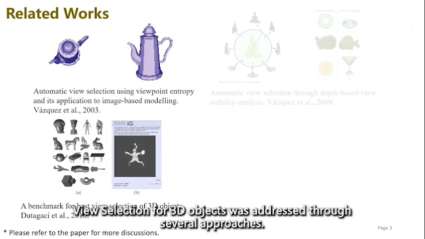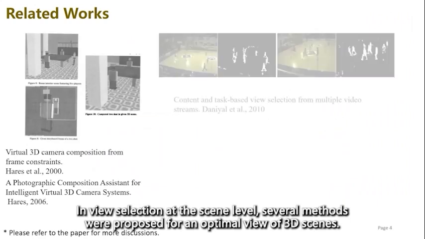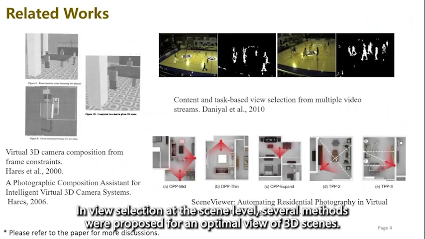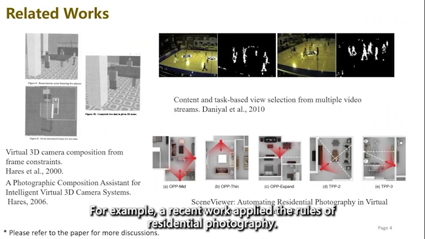View selection for 3D objects was addressed through several approaches. In view selection at the scene level, several methods were proposed for an optimal view of 3D scenes. For example, a recent work applied the rules of residential photography. Nevertheless, existing literature has the following drawbacks.